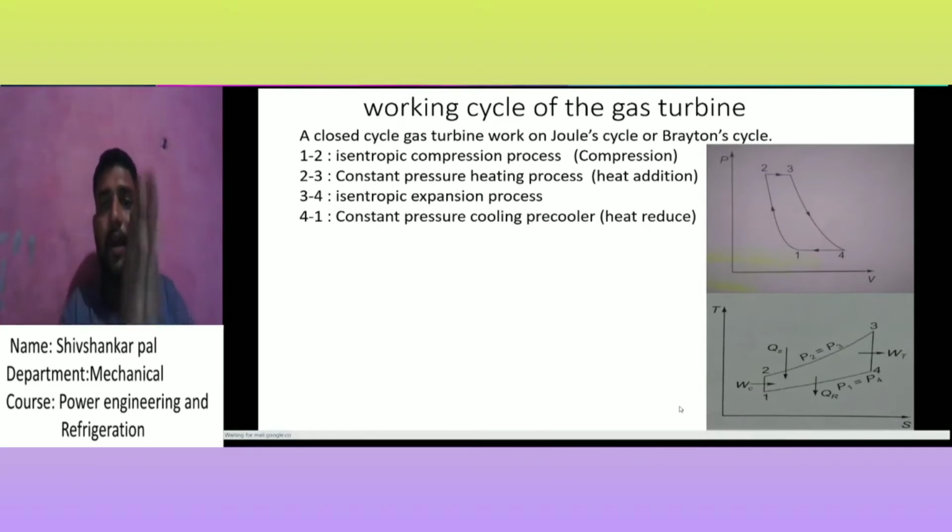So that means our Joule cycle and Brayton cycle both are basically four processes: one compression, then heat addition, then expansion, and the last one heat reduction.